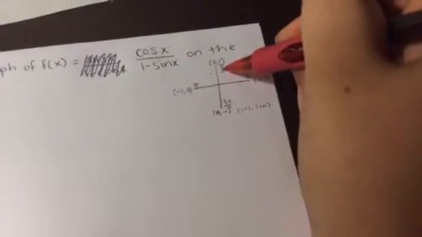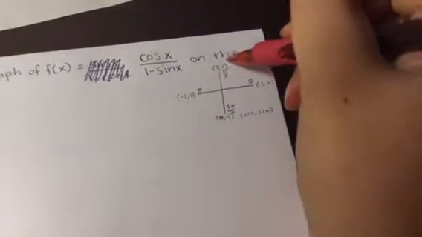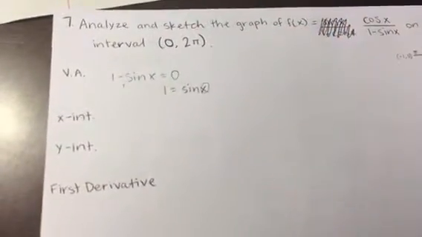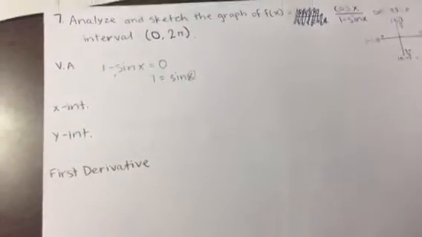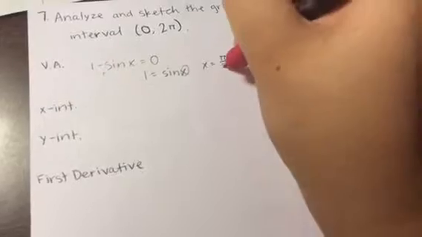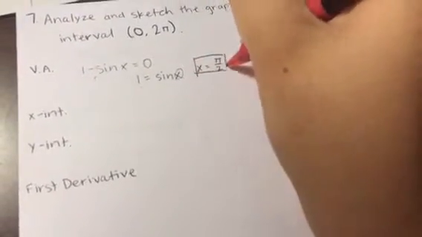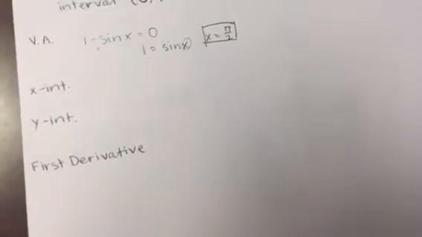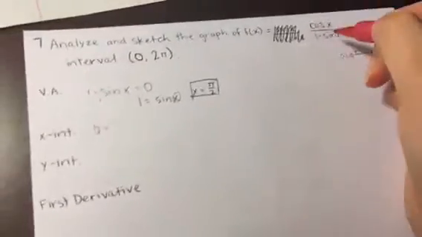This one, pi over 2, is the only one where the y value, which is sine, equals 1, which is what we're looking for. So x equals pi over 2, and that's our vertical asymptote. And then for x-intercepts, we set the original equation equal to 0.